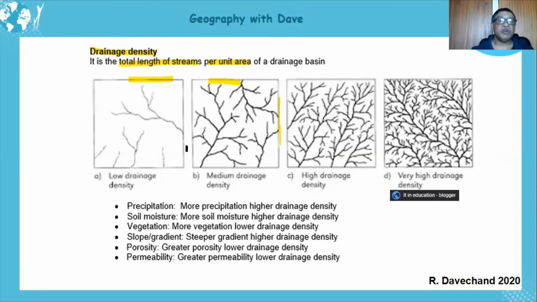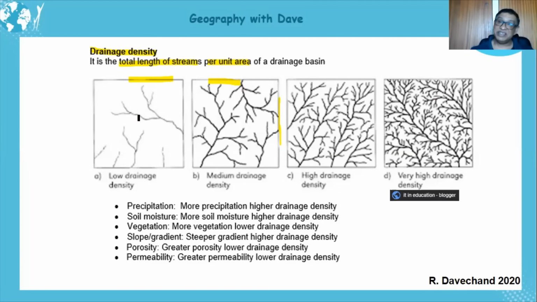But the lengths of streams, if you add the total length of all these streams, is far less than this area. This area has more streams. And you see that. This area has more. If you add up all the lengths of the streams here, you'll find the total length will be greater, and obviously very great down here. Okay, so that tells you the drainage density is lower here.